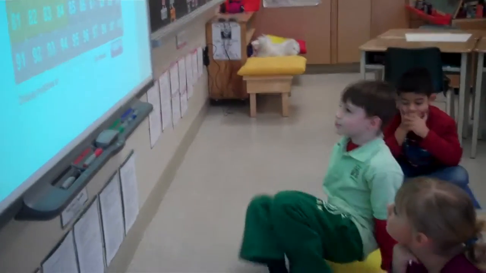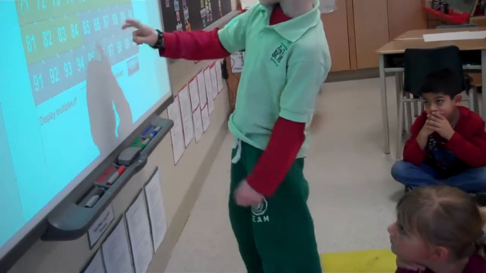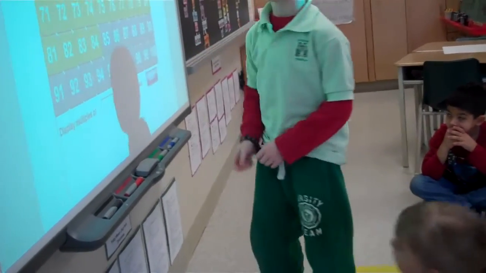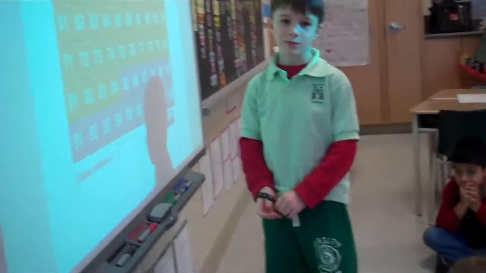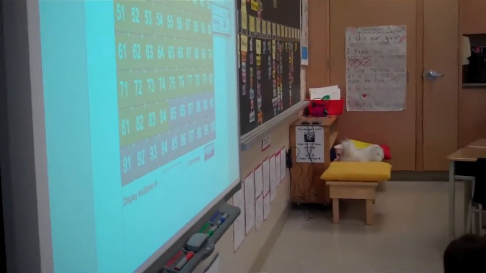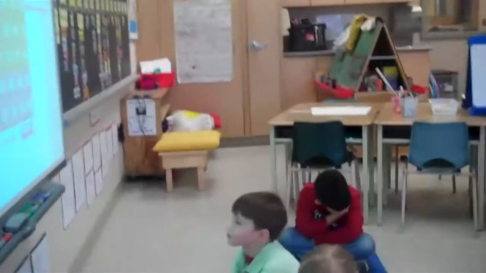So, who can use that information to tell me how many is the lots? 16. Okay, and how did you get 16? Because I know that one row is 10. Okay. And then I counted 1, 2, 3, 4, 5, 6. Okay. So, and then 10 plus 6 equals 16. Thank you. Who else had another way of figuring it out? What did you get as your answer? And how did you get 16?